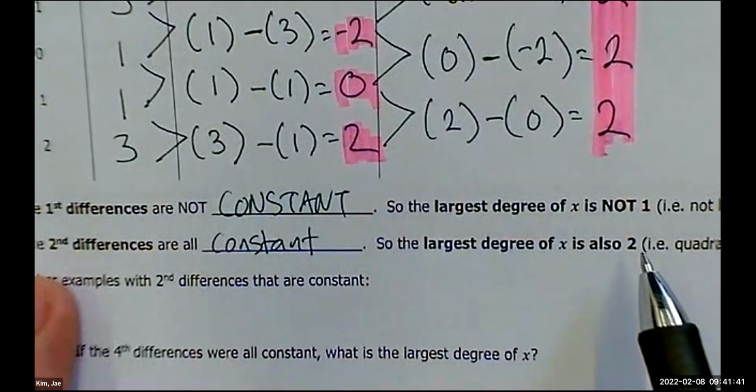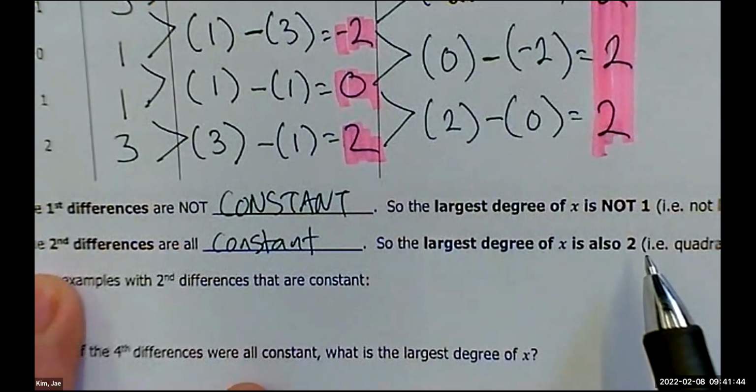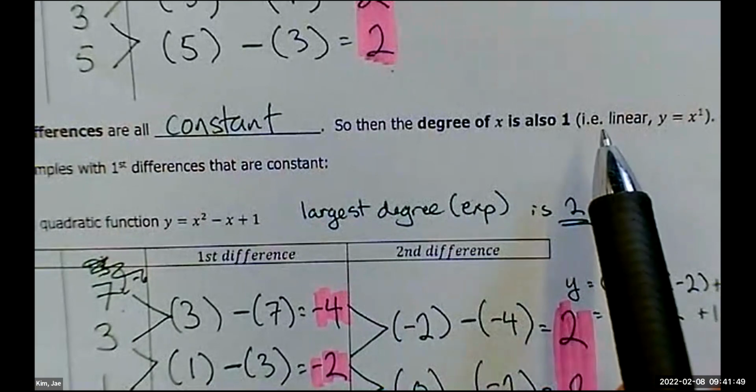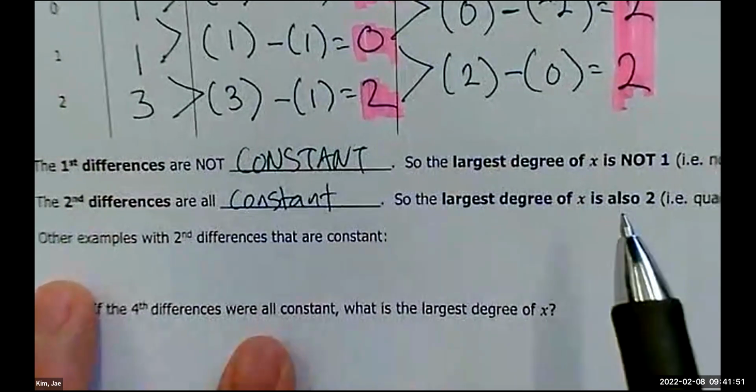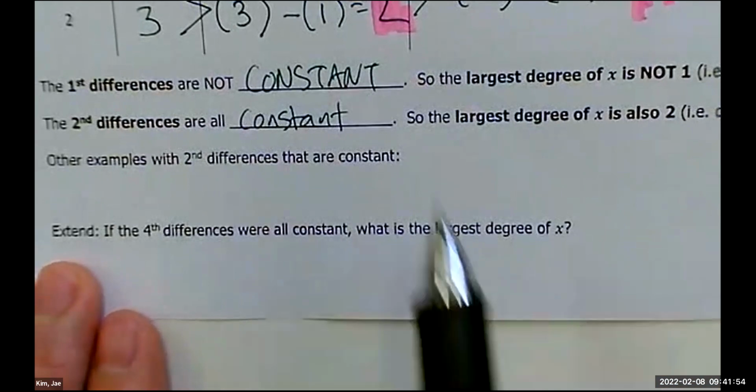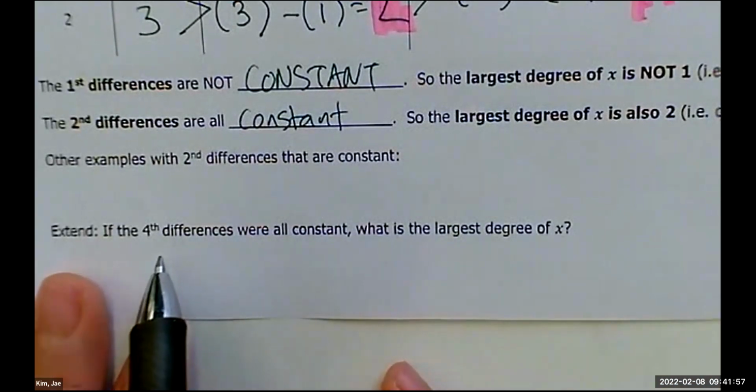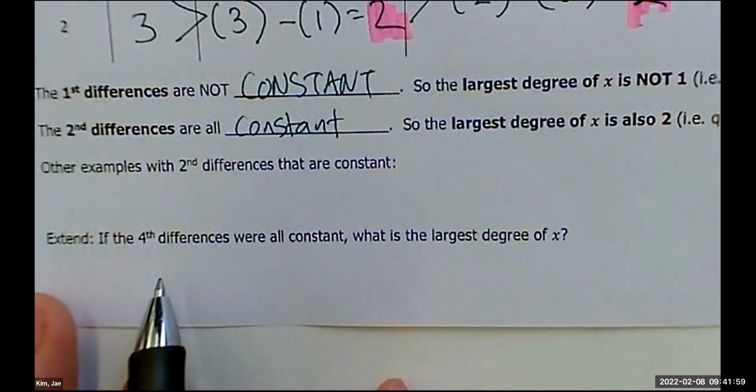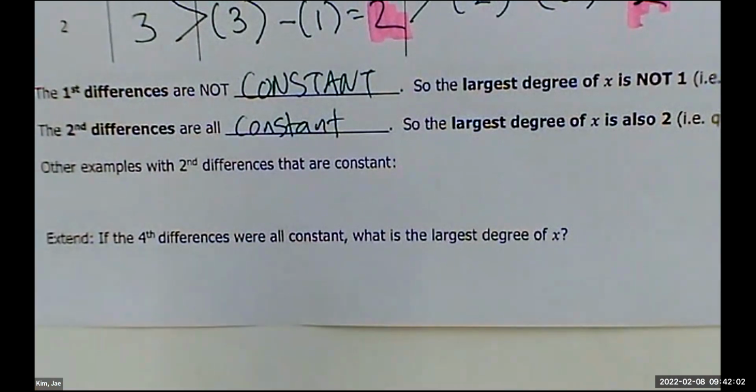The largest degree is 2. If the first difference is constant, the largest degree is 1. If the second difference is constant, the largest degree is 2. Here's an extension. If you can see the pattern, you should be able to answer this question. What if you found that the fourth difference was constant? What would the equation look like? What could the equation look like? What do we know for sure must be in the equation? By pattern.